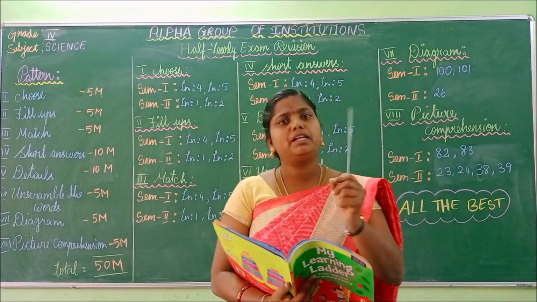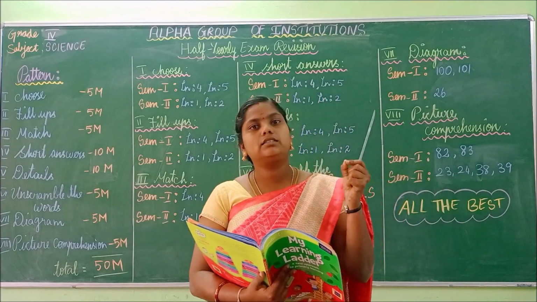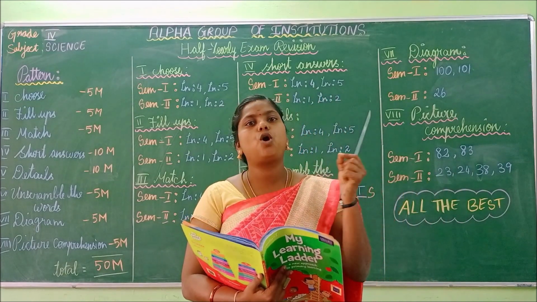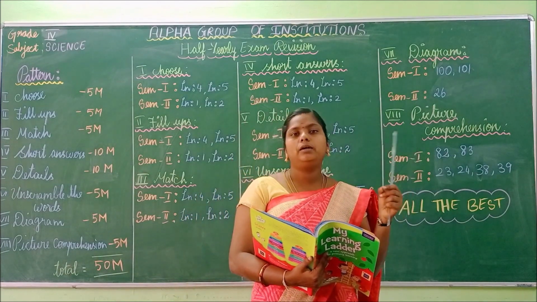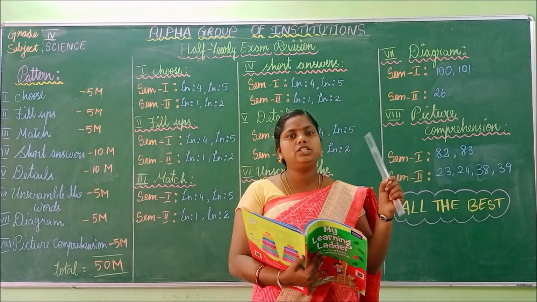Arteries carry pure blood and veins carry impure blood. So here it is a very important question. Arteries carry pure blood, that means oxygen rich blood, and veins carry impure blood, that means carbon dioxide rich blood.